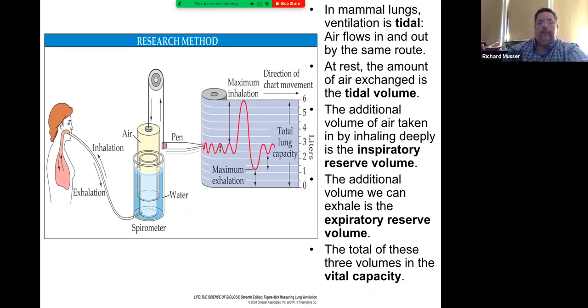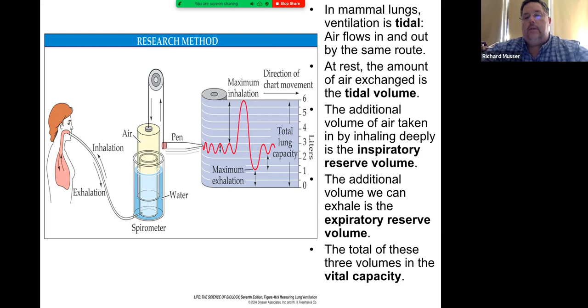The mammals, it's a little different. Here is a spirometer. There are excellent mammals that are very good at pulling out oxygen, and we do have a big need for oxygen too as mammals. But here's basically the breathing of a human, and we're using a spirometer to measure how much air is going in and out at any given time. In mammals, ventilation is called tidal. Air flows in and out through the same route, unlike the birds, as you saw, where air goes through the posterior air sacs and through the lungs and then out the anterior air sacs.